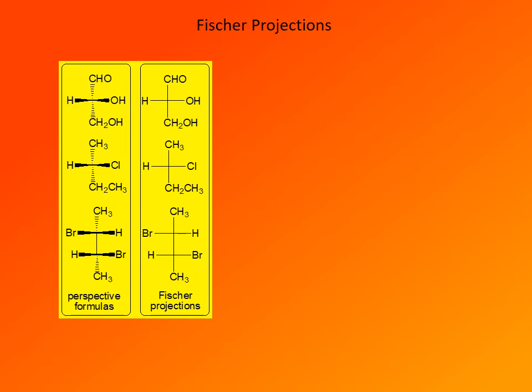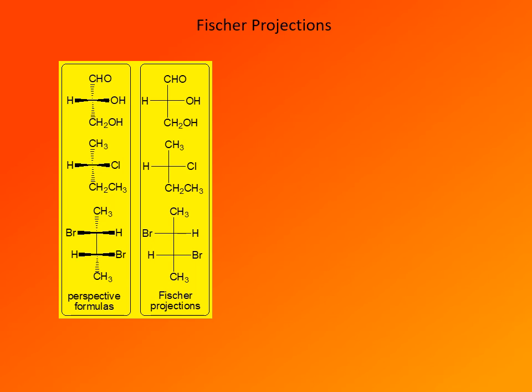So horizontal bonds project towards the viewer, which means that using a perspective formula, they would be represented as wedge bonds. And vertical bonds project away from the viewer. So using a perspective drawing, they would be dashed bonds. So only the chirality center is in the plane of the drawing, and the vertical and horizontal bonds either project away from the viewer or towards the viewer. So you have two examples, top and middle, with a single chirality center.